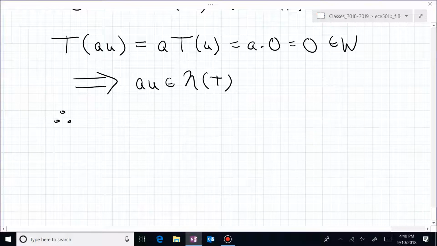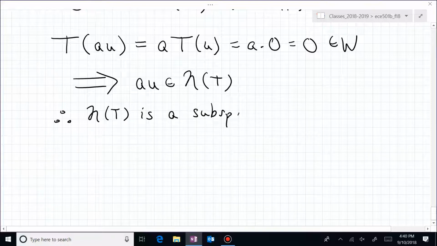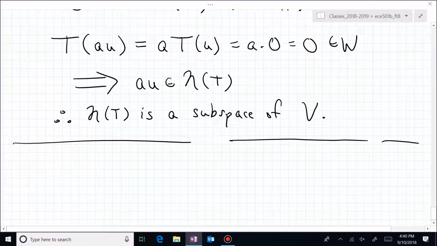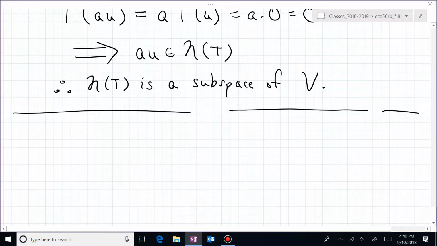And we've now satisfied all three properties, so we can say that the null space of T is in fact a subspace of what vector space? V, the domain. So it's mapping to the zero vector in the codomain, but the null space is actually in the input vector space.